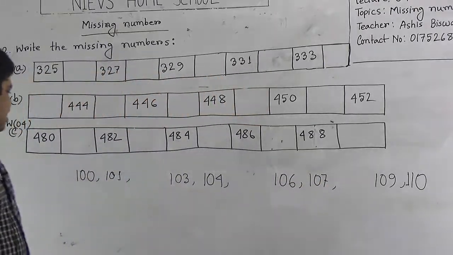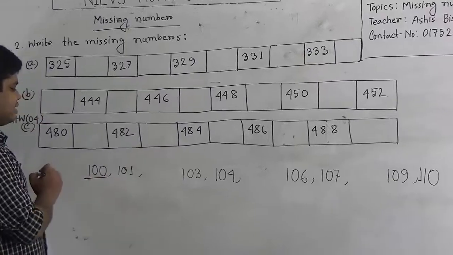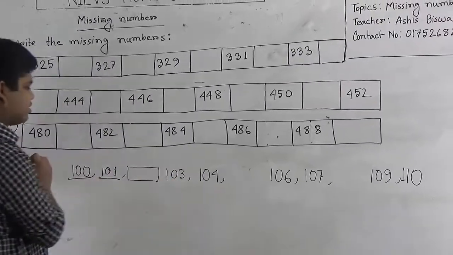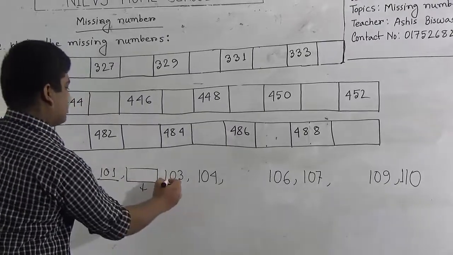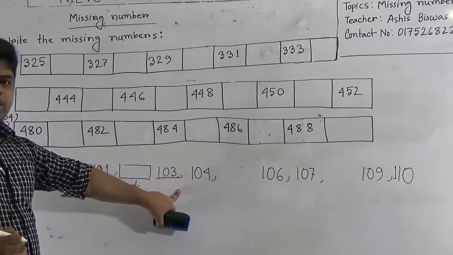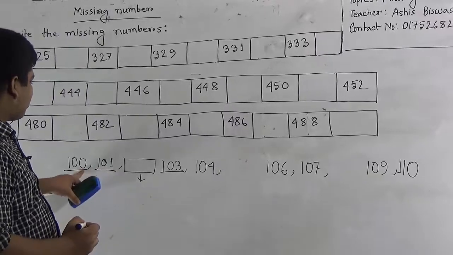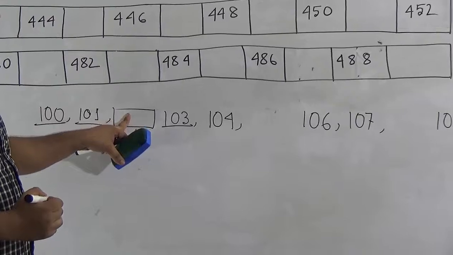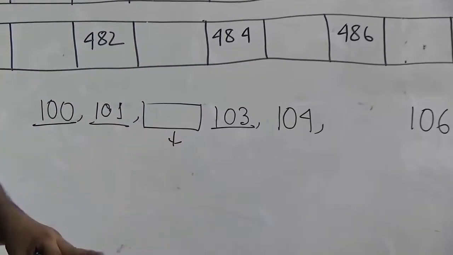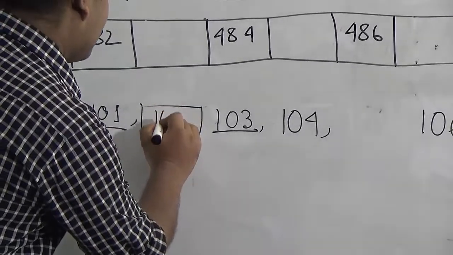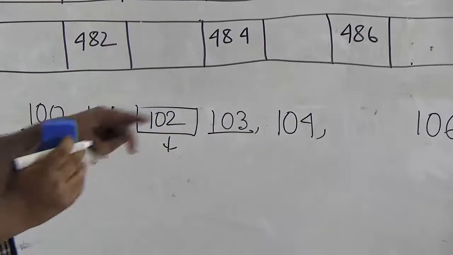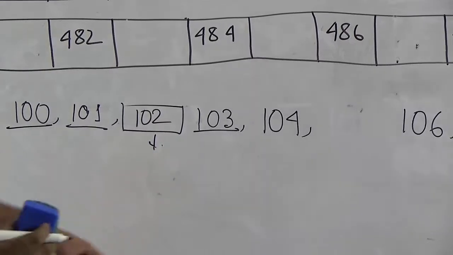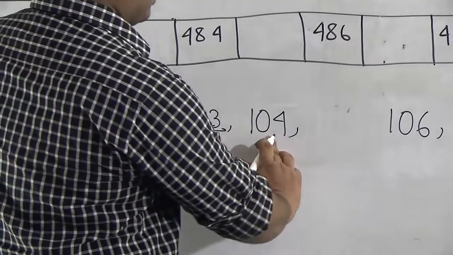Okay. Here 100, next 101. The next number will be a gap, and the next number is 103. My dear students, listen, 100, 101 and 103, but in the gap 102 is missing. So we write here 102 and this is called a missing number. Our next number is 104.